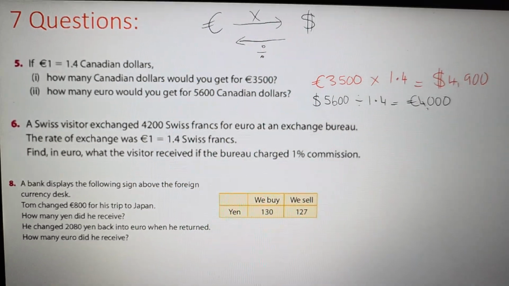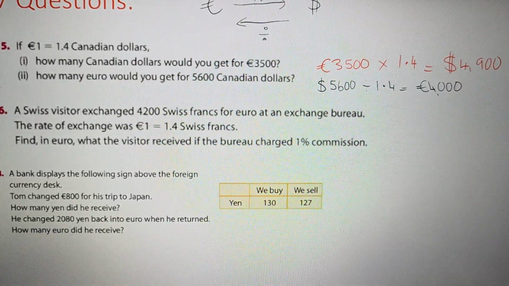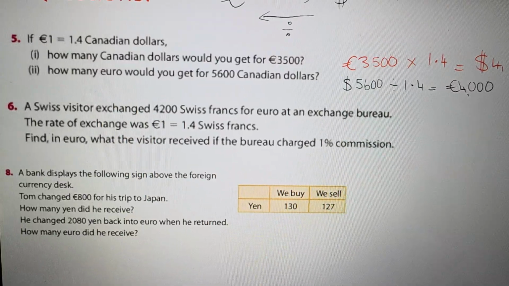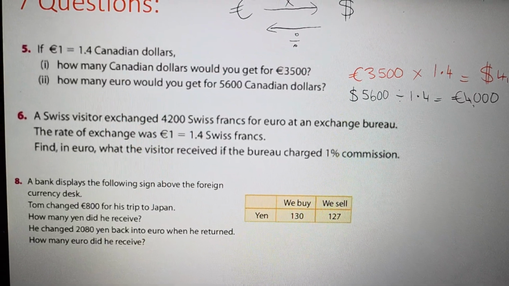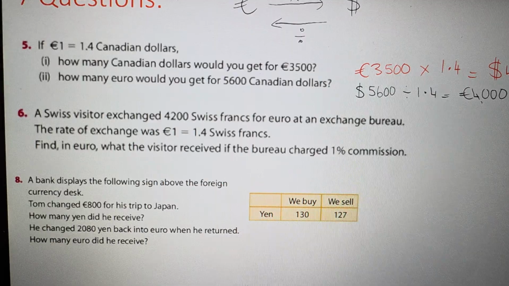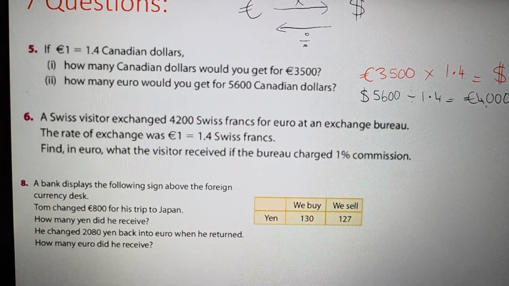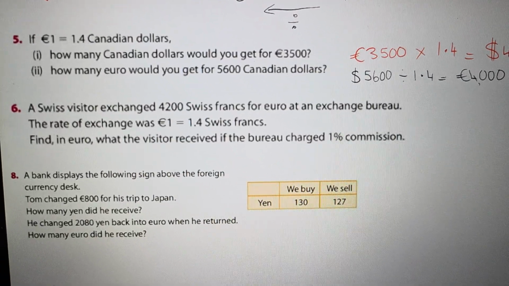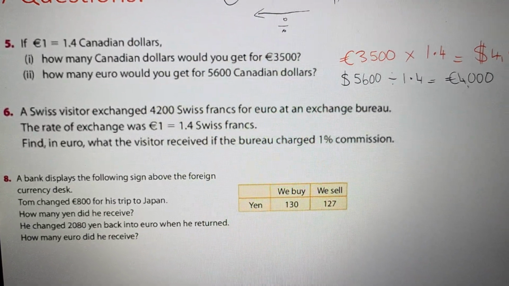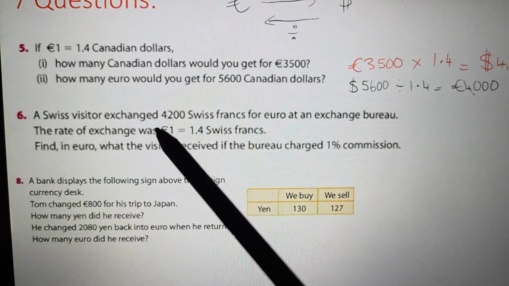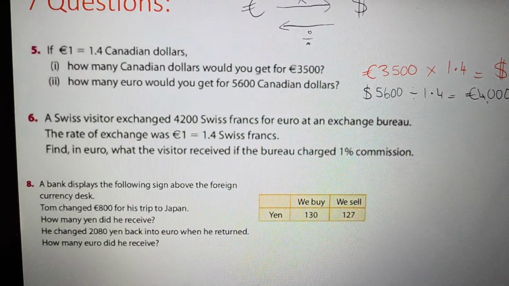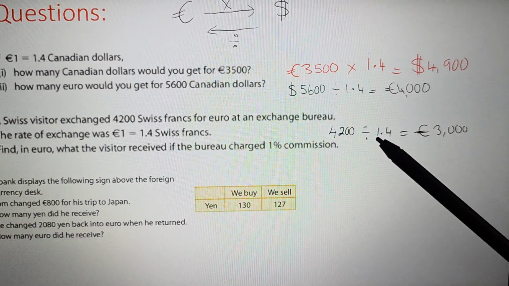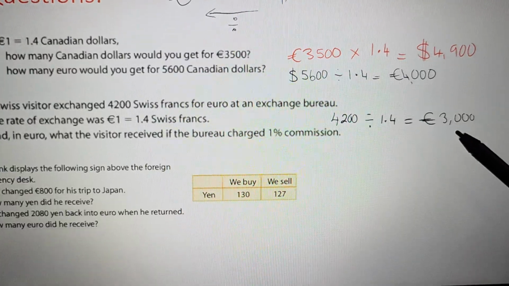Question 6. A Swiss visitor exchanged 4,200 Swiss francs for euro at an exchange bureau. The rate of the exchange was €1 would buy you 1.4 Swiss francs. Find in euros what the visitor received if the bureau charged a 1% commission. Okay, we'll do the conversion first and then we'll work with the commission part next. I want to convert 4,200 Swiss francs back into euros. So it's foreign currency back into euro, which means we are dividing. So divide by the exchange rate. That will then give me €3,000.